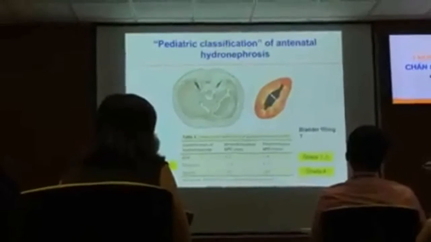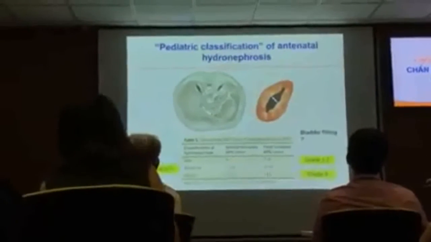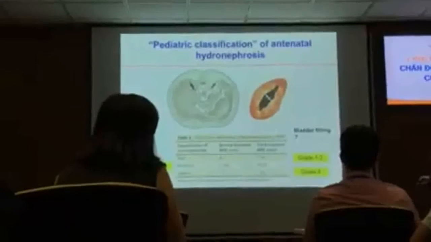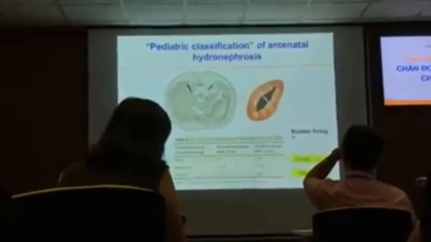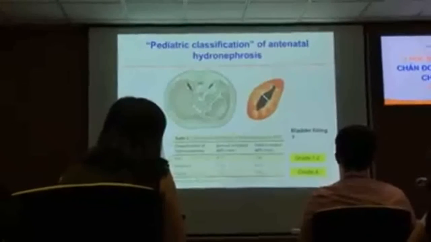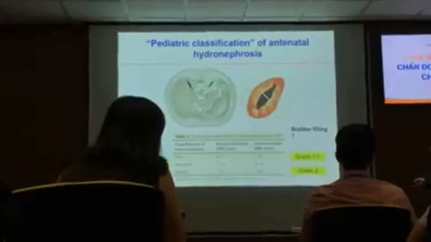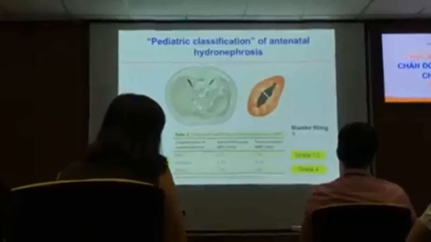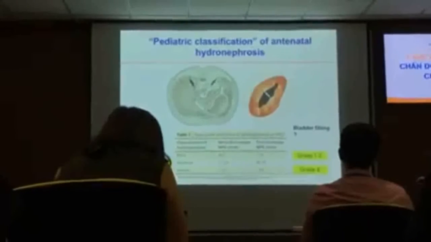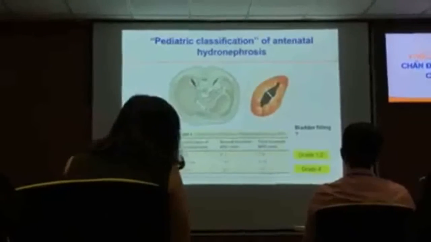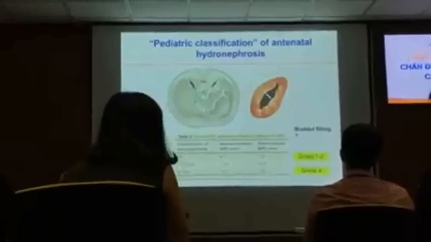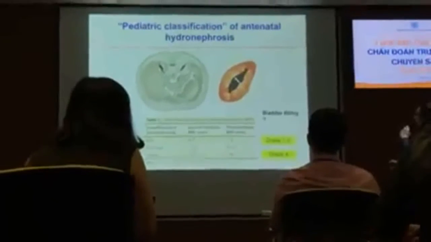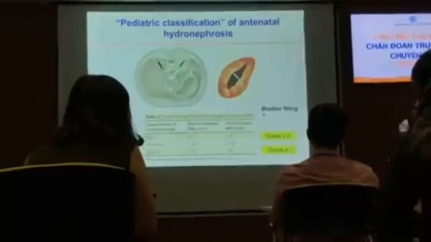So for the pediatric classification, I personally use this one. Over 0.4 centimeter, which is 4 millimeters, is mild, over 7 millimeters is moderate, and over 1 centimeter is severe. So I usually use this classification, or you can use the third trimester one, but you must add some more millimeters here. This is the classification by distance, and also grading. Grade 1 is mild, grade 2 to 3 is moderate, grade 4 is severe.